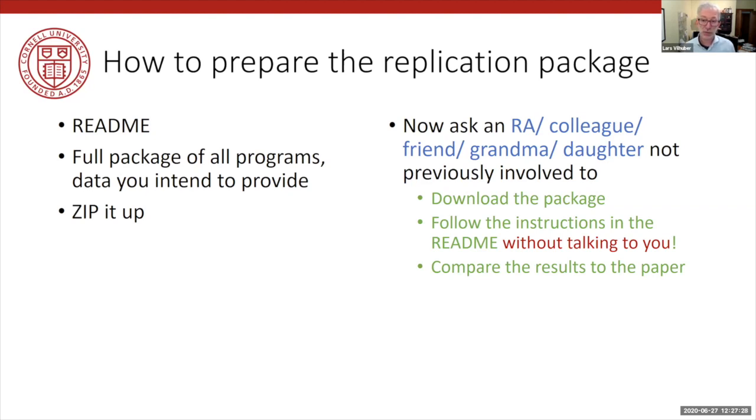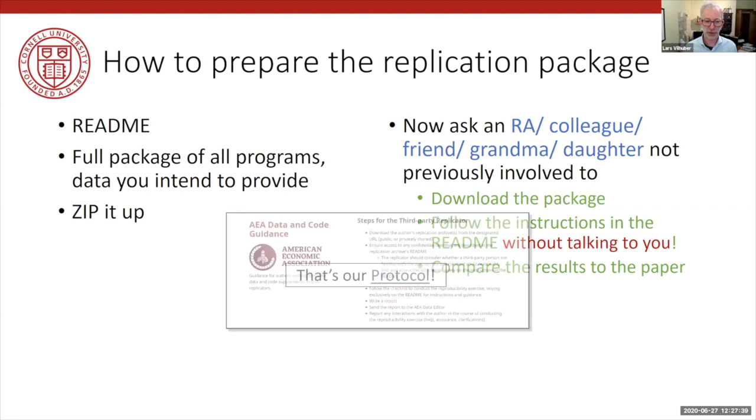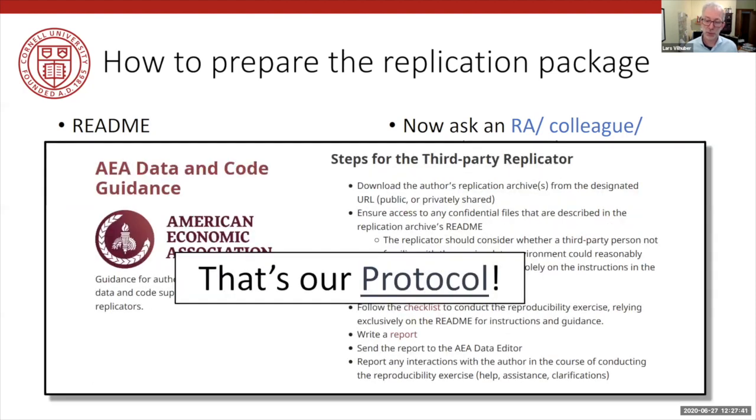follow the instructions in the README without talking to you ever during the whole process, and have them compare the results to the paper. If you're nice to them, you will compare the results to the paper, because that's really onerous sometimes as well when you have 40 figures to compare. That's actually the protocol that we ask third parties to go through. And it's the protocol we ourselves go through, because my RAs never talk to the authors. Right? That's a very robust way to construct a reproducible package that is certain to satisfy any and all requirements that we can throw at it.